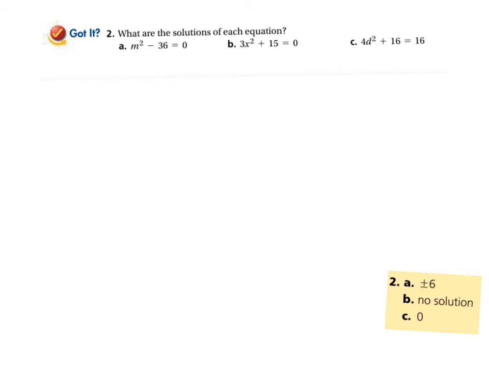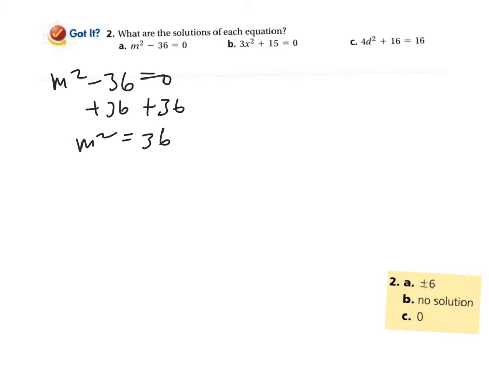So in the first one, A, we have m squared minus 36 equals 0. So add that 36 to both sides, and m squared equals 36. Take the square root of both sides, right? So m is both the positive and negative square root of 36, or m is plus and minus 6. So the answer again is 6 and negative 6, which you're looking for.